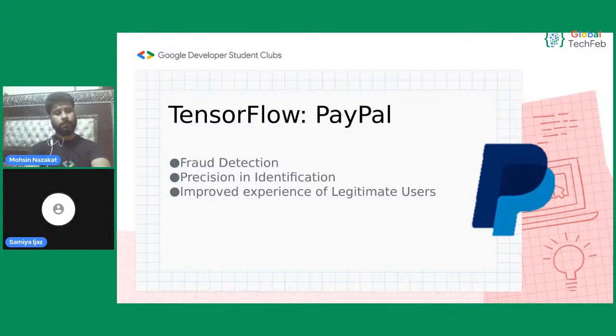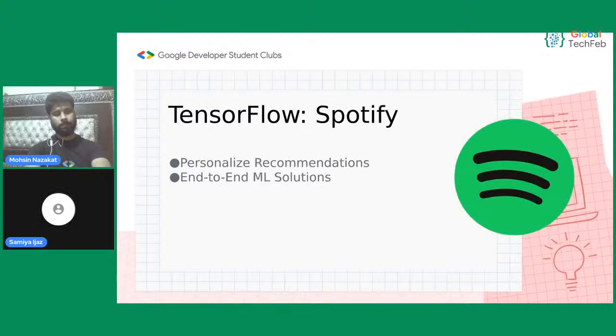Then here comes another everyday used app, Spotify. What Spotify is doing, it personalizes recommendations for users. It has an opinionated set of products and configurations to deploy end-to-end machine learning solutions.